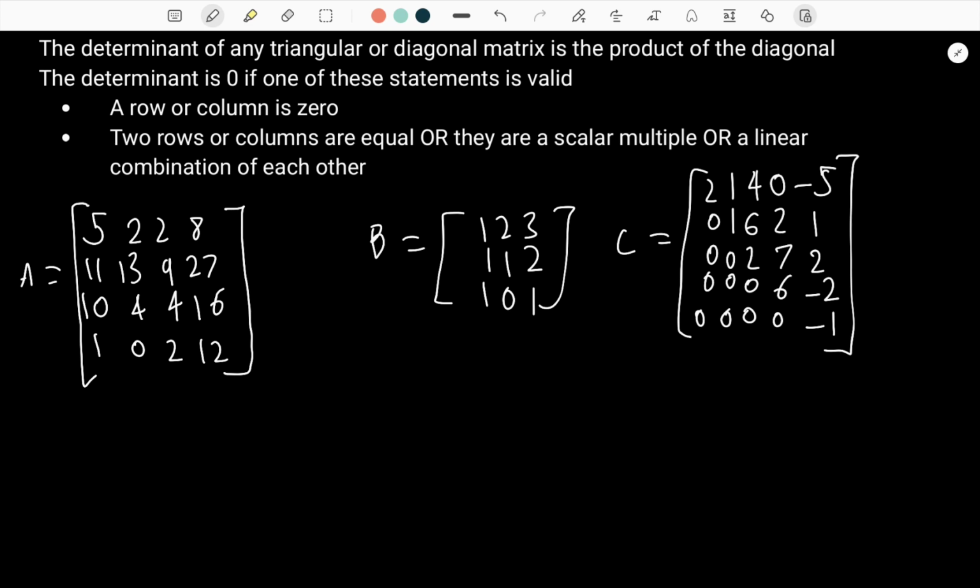So in the first matrix A, we can see that row 3 is equal to 2 times row 1. So this is this condition, which is that it is a scalar multiple. So since R3, which is this row, is equal to 2 times row 1, this row and this row, the determinant of A is 0. So we can straight away say that the determinant is 0 if we find this condition. So equal to 0.